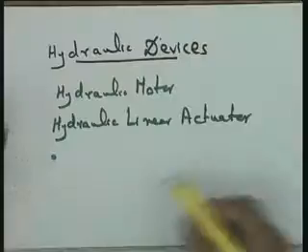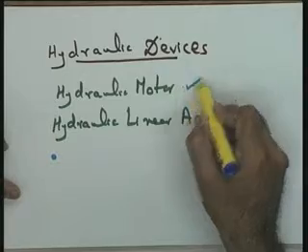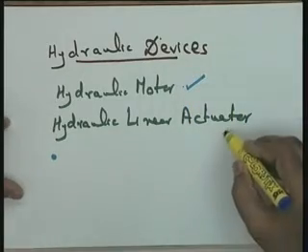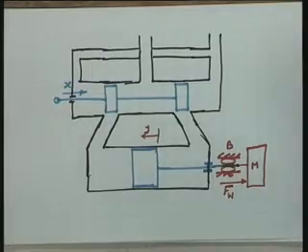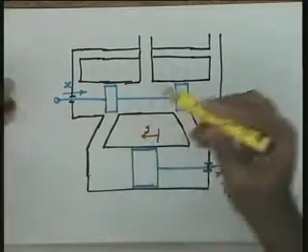Okay. So, out of these two, that is, those for the rotary motion and the linear actuator for the linear motion, I would like to first take up the linear actuator. A very simple device. Let me say that this is the basic linear actuator. Let us see how it works and what are the various components of this actuator.